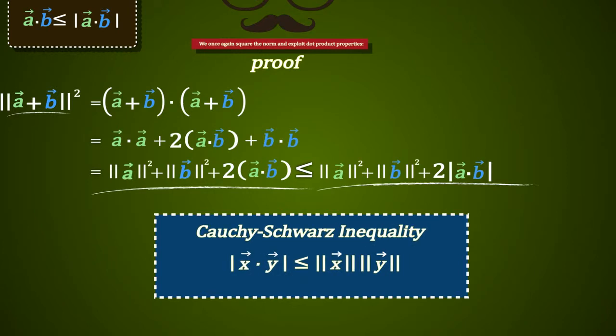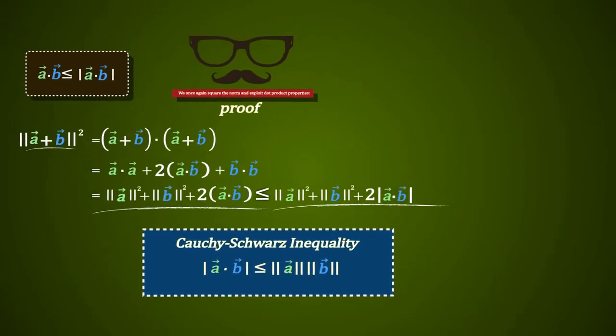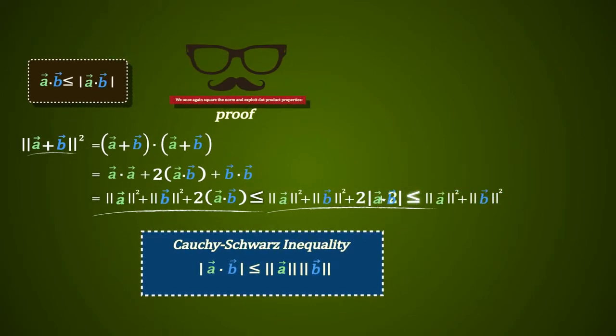By Cauchy-Schwarz, the absolute value of a dot b is less than or equal to the norm of a times the norm of b. Hence, we can bound the right-hand side further by the norm of a squared plus the norm of b squared plus 2 norm a norm b.